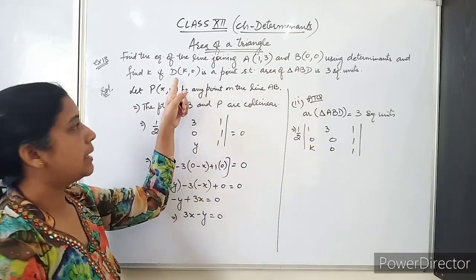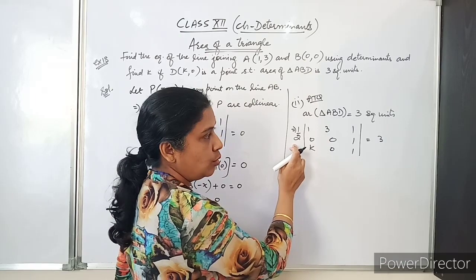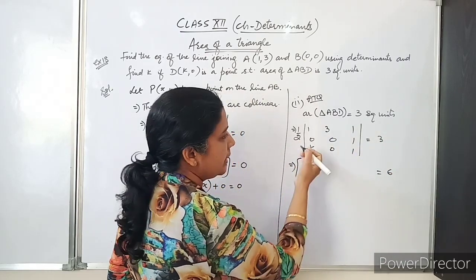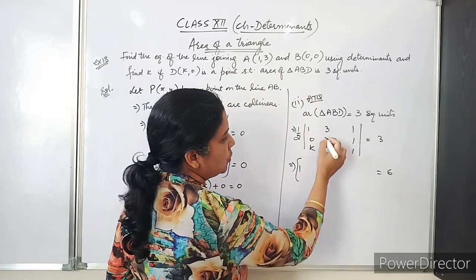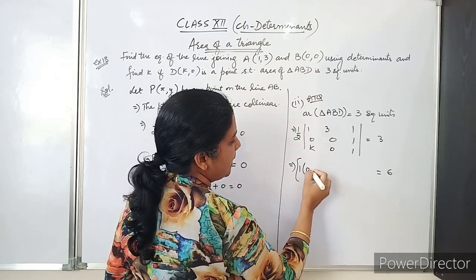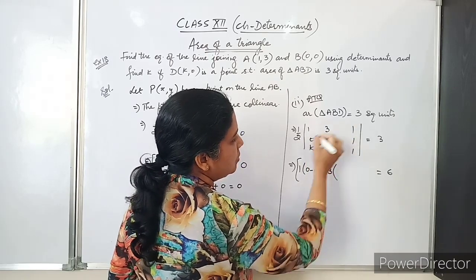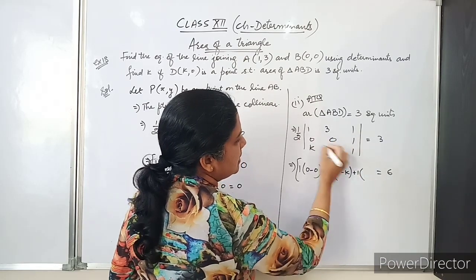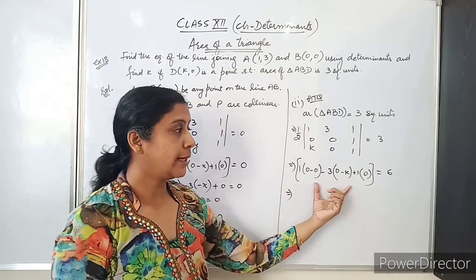The vertices are given, k, 0. So I have taken this. This 2 goes into cross multiplication, becomes a 6. And here I am going to expand the determinant with the first row. 1 into 0 minus 0. You can see very easily. Minus 3 into 0 minus k plus 1 into 0 minus 0. That is 0. But here I have to take care of one thing.